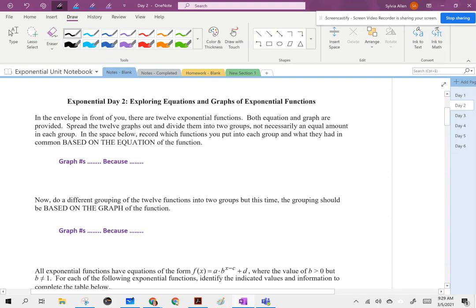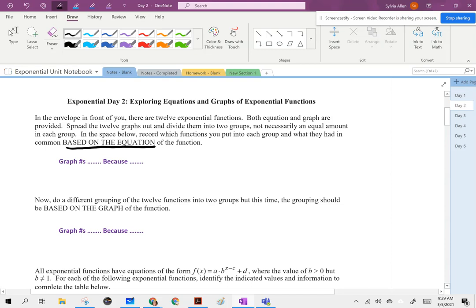They want you to spread the 12 graphs out and divide them into two groups, not necessarily an equal amount in each group. In the space below, record which functions you put into each group. There's no right or wrong answer, and what they had in common based on the equation. So I want you to put graph numbers and then tell me the graph numbers.